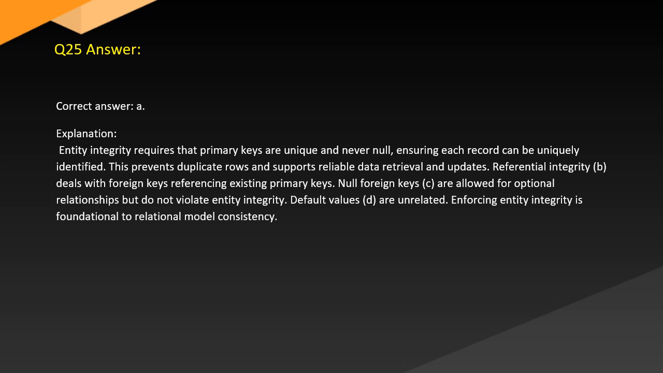Referential integrity, B, deals with foreign keys referencing existing primary keys. Null foreign keys, C, are allowed for optional relationships but do not violate entity integrity. Default values, D, are unrelated. Enforcing entity integrity is foundational to relational model consistency.